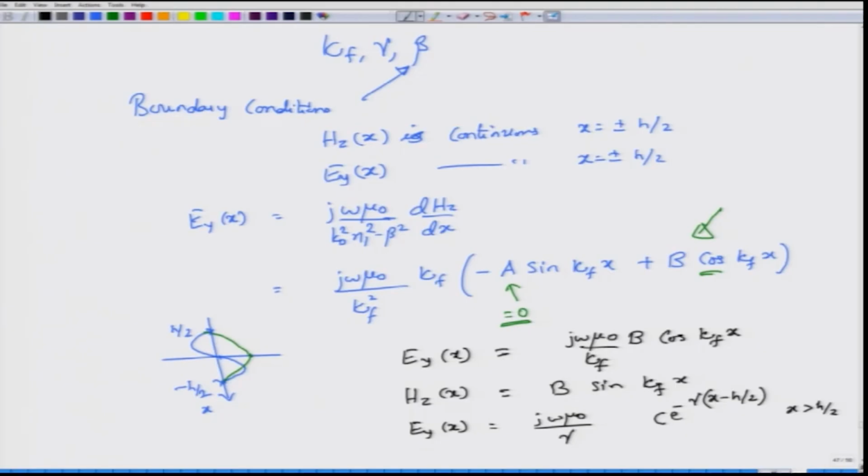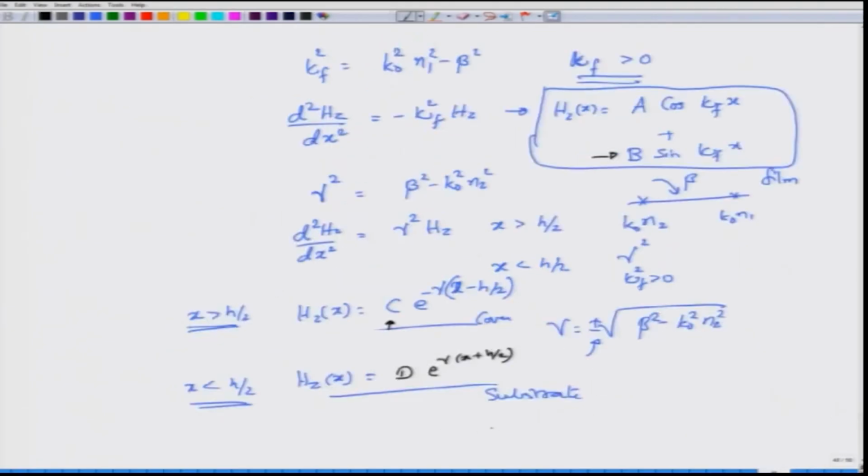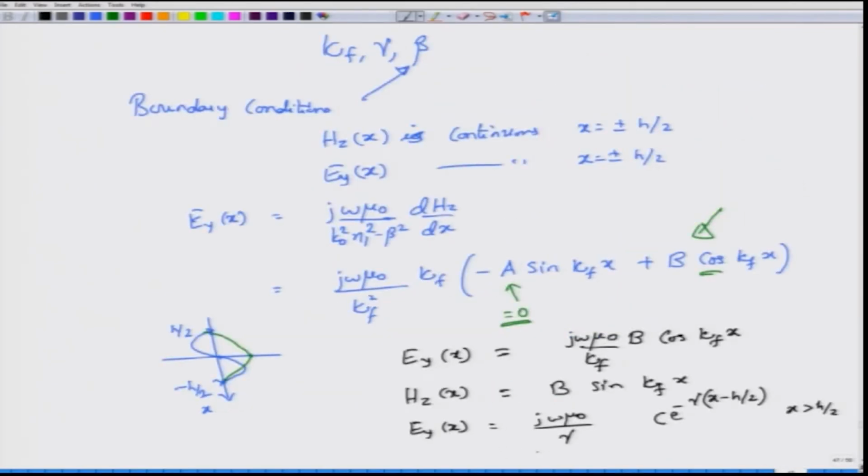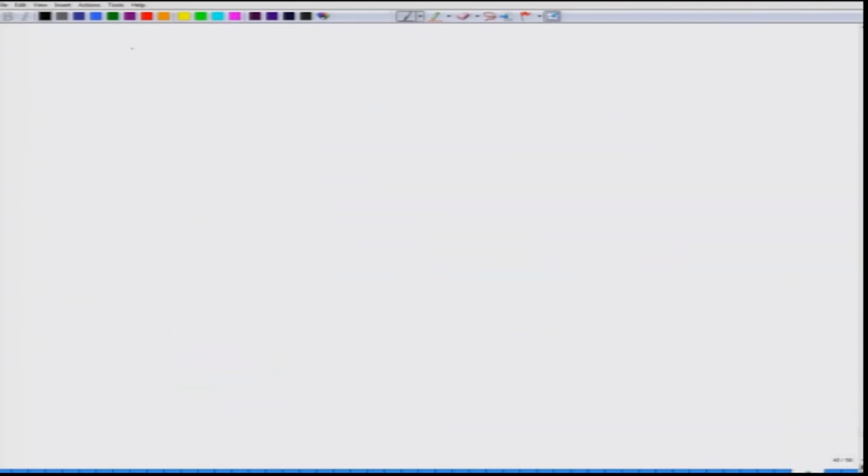Similarly, when x is less than minus h by 2, I know that the solution is in terms of d, and when you differentiate it with respect to x, gamma will be pulled out. So, I will have a minus j omega mu naught by gamma, and the constant will be d e to the power plus gamma x plus h by 2 when x is less than minus h by 2. So, for the fields in the substrate, this is the equation. Now, apply the boundary condition. Let us write down the boundary condition first in terms of Ey.